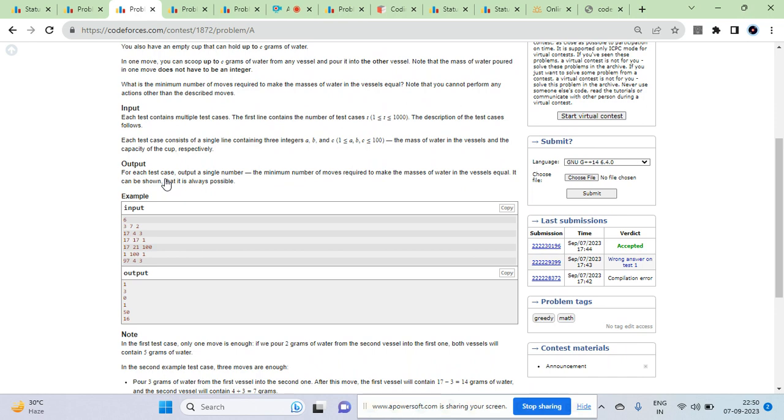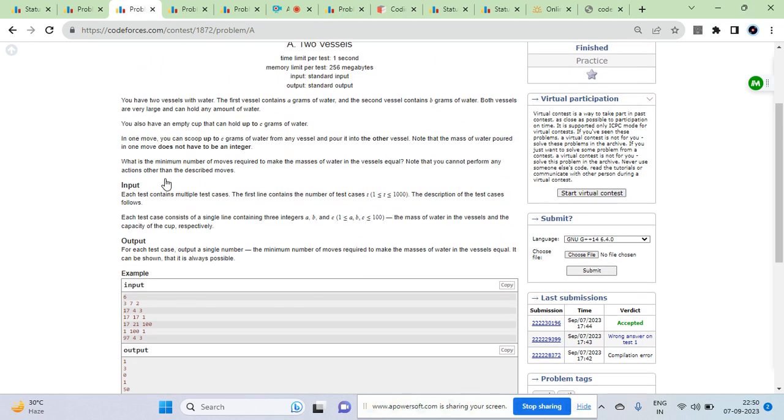So in problem A, for each test case, you get three integers A, B, C. The mass of water in the vessels: there are two vessels, that's why A and B, and C is the capacity of the cup. What you are doing is making both vessels have equal water. If they already do, you don't need to do any operation, return zero. So you have to return the minimum number of moves required to make the mass of water equal.